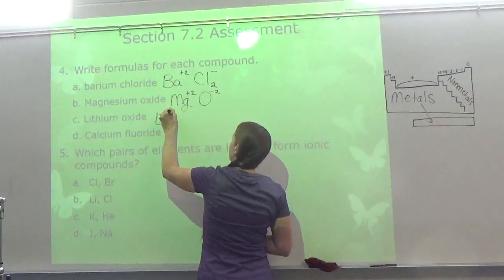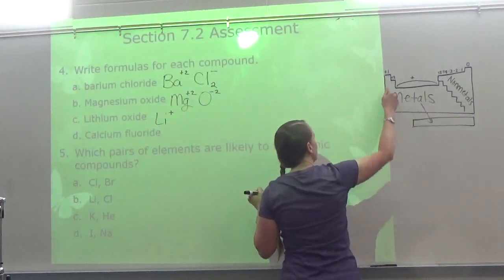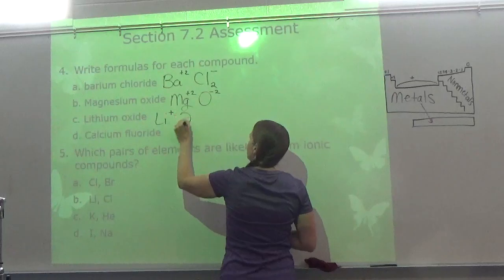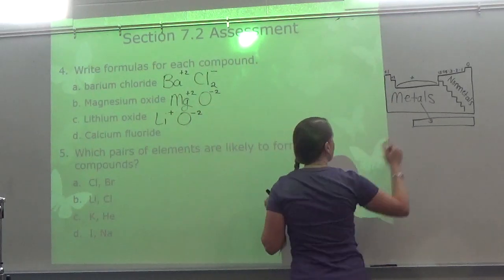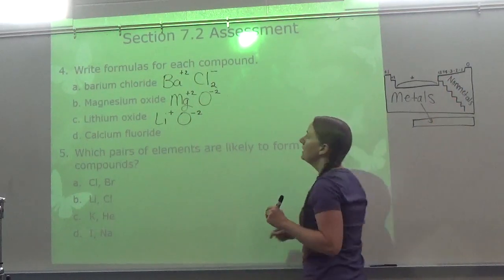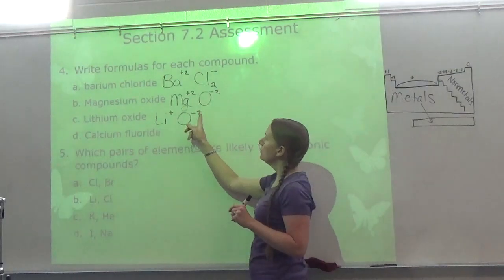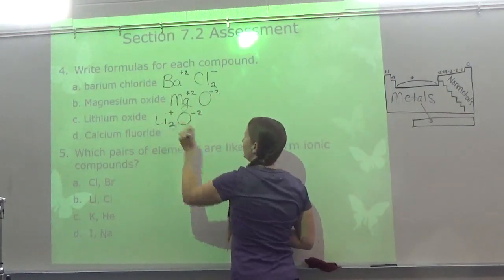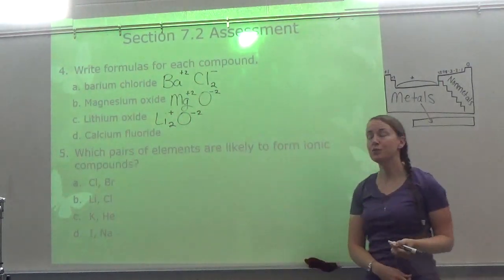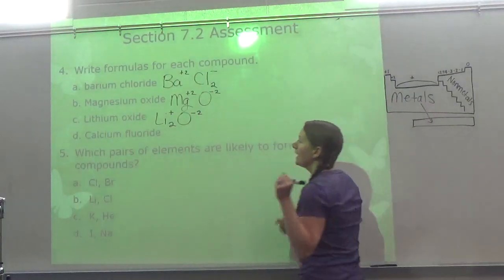All right, lithium oxide. Lithium is Li with a positive 1 charge because it's in group 1. Oxide is O. We already decided it was negative 2 because it's in group 16. I have positive 1 and negative 2, so I need to cross my 2 down. So it becomes Li2O.